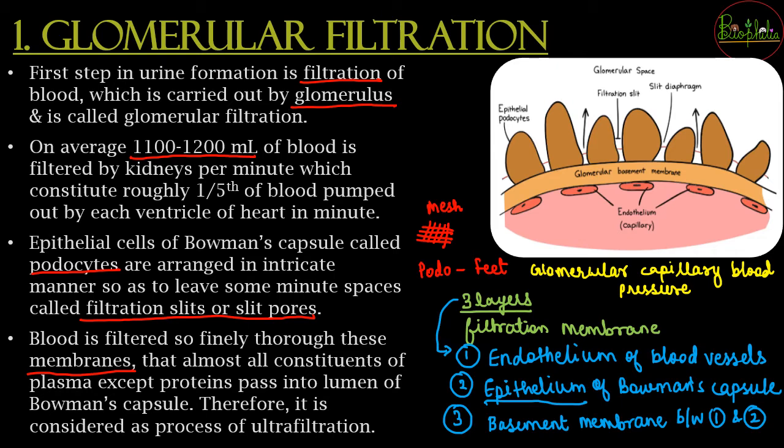Now when blood passes through these three layers, what is going to go through and what is going to get stopped? It depends upon the size and the pressure. It allows some substances to pass, while some of the proteins and other substances are not allowed to pass through the filtration membrane, and they circulate back into the blood. What will you call this process? You are going to call it ultrafiltration. So that is about glomerular filtration.